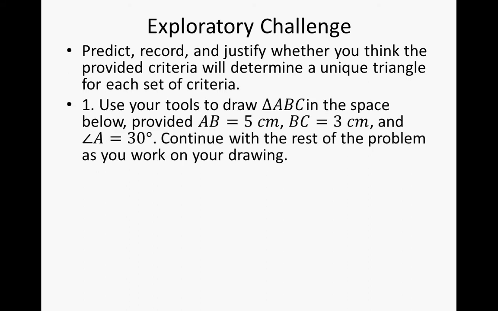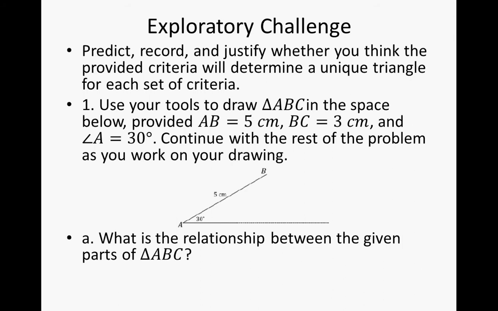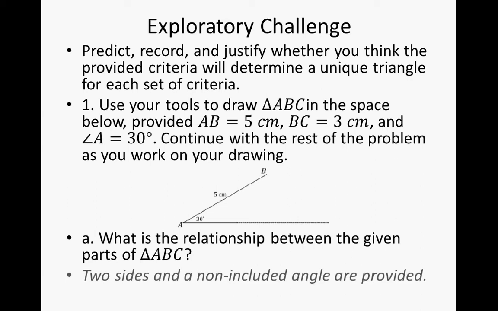You're going to use your tools to draw triangle ABC in the space below, provided AB is 5 centimeters, BC is 3 centimeters, and angle A is 30 degrees. Continue with the rest of the problem as you work on your drawing. So here is the first part of the drawing, and what is the relationship between the given parts of triangle ABC? Well, you have two sides, the 5 centimeters and the 3 centimeters, and a non-included angle, which is provided.